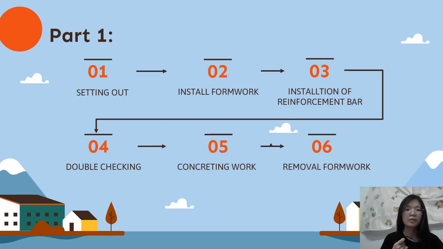And this is the procedure of the construction for ground beam. First, we need to set it up. Second, we need to install the formwork system. Then continue with the installation of the reinforcement bar. Then we need to double check it before we do the concreting work. After we finish the concreting work and the concrete is done curing, we need to remove the formwork system.